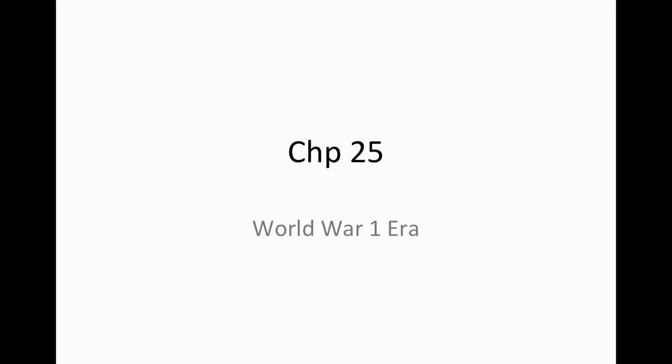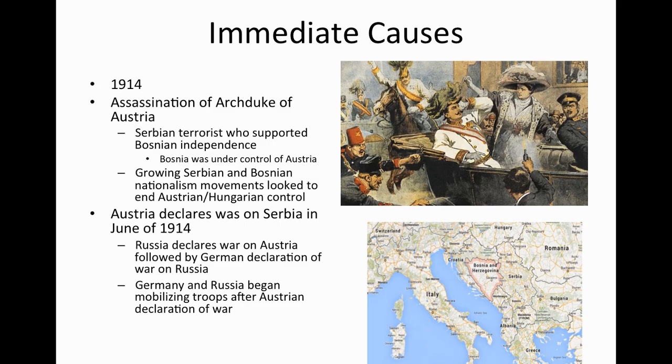Chapter 25 focuses on World War One, and we're going to start out with the causes. The immediate cause was basically considered to be the assassination of the Austrian Archduke Franz Ferdinand. He was assassinated by a Serbian terrorist, and Serbia is right over here. It is considered a part of the Balkans or Eastern Europe.